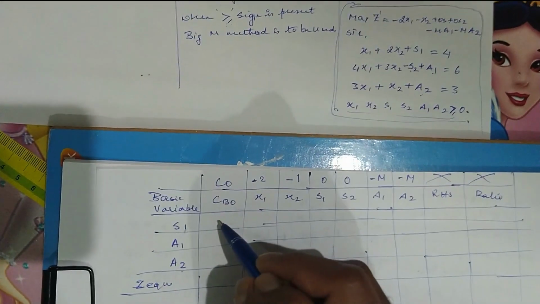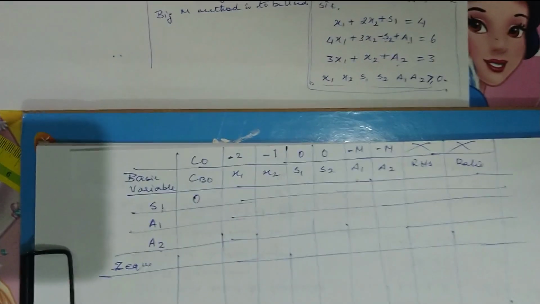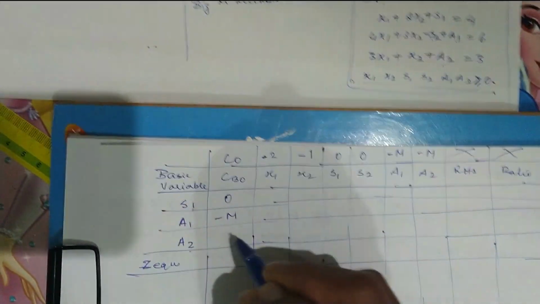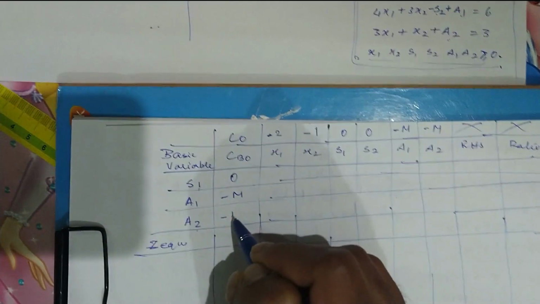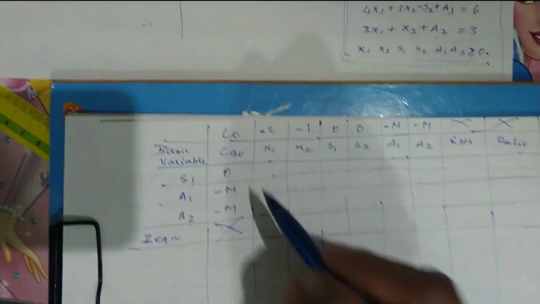The coefficient of s1 in the objective function is 0, so I'm going to write it as 0 here. The coefficient of artificial variable a1 in the objective function is minus M, and artificial variable a2 is also minus M. I'm going to leave this particular cell blank.